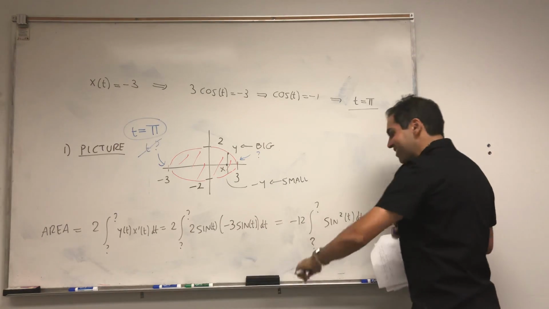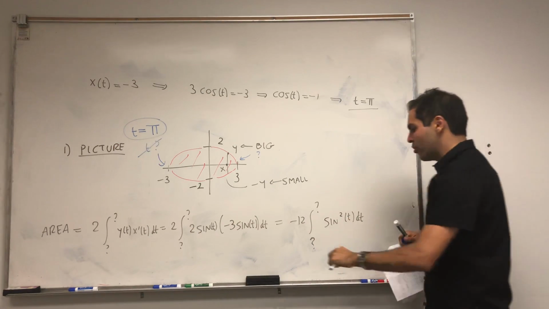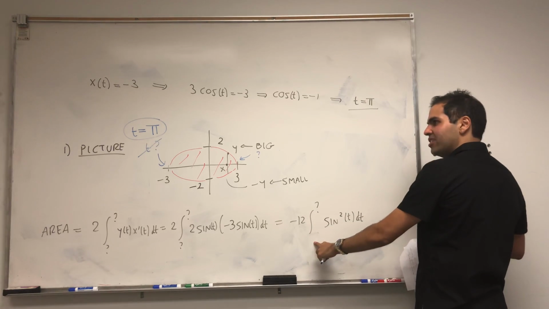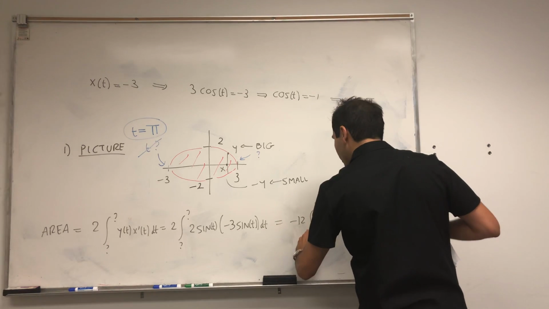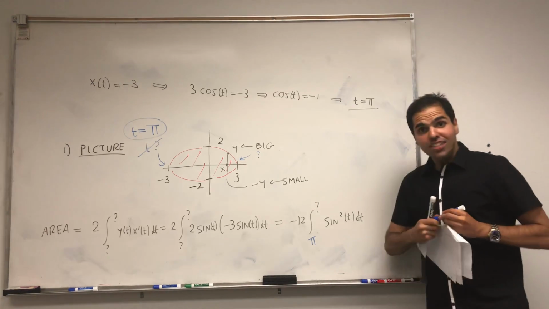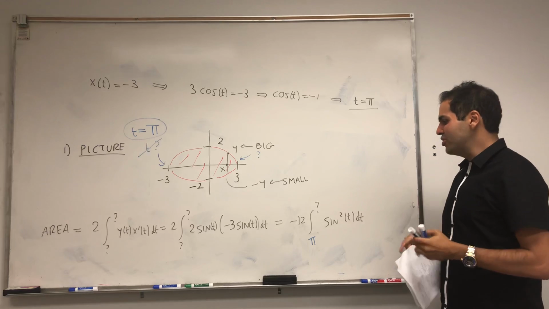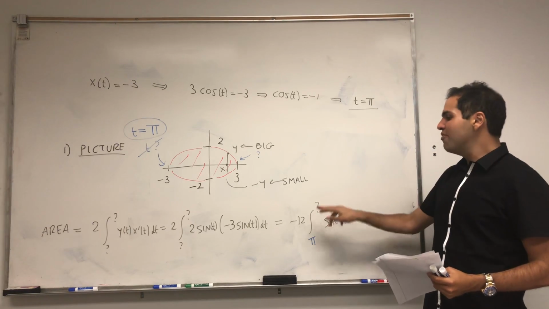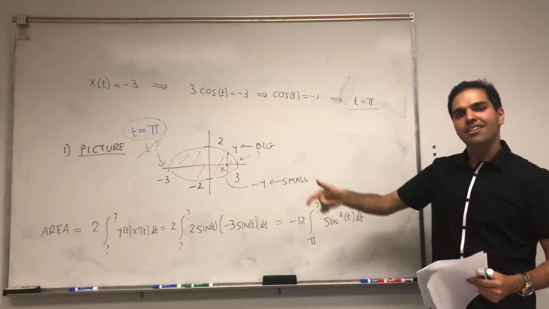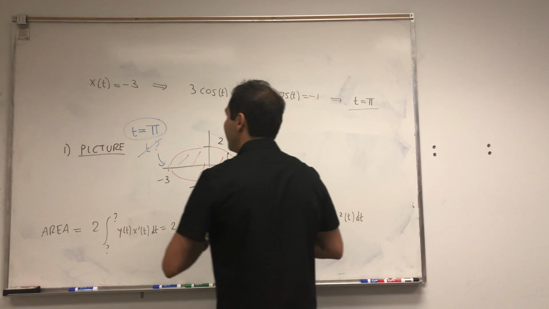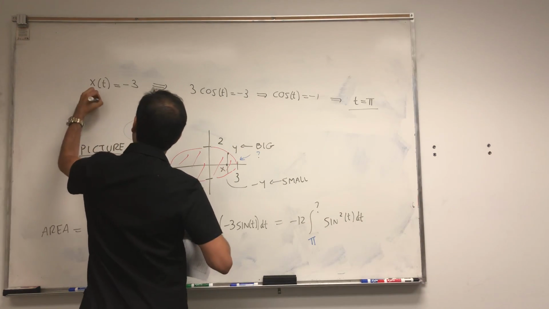And in particular, make sure to respect the order of integration. Because the lower limit corresponded to minus 3, the lower limit here has to be pi. It's just like integration by substitution, where you also respect the order. You do u of a and u of b. Do not change it.